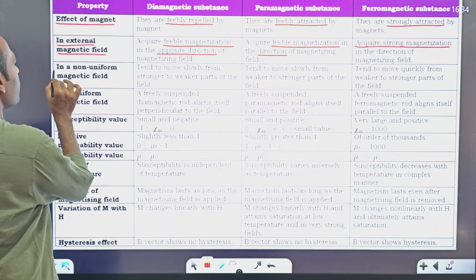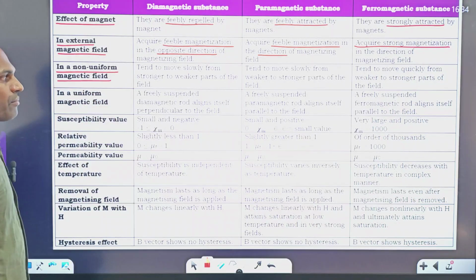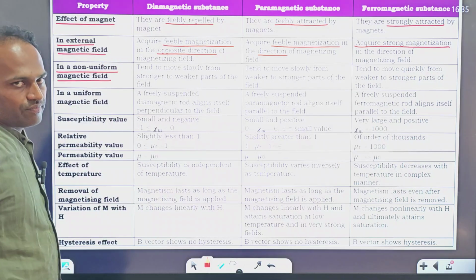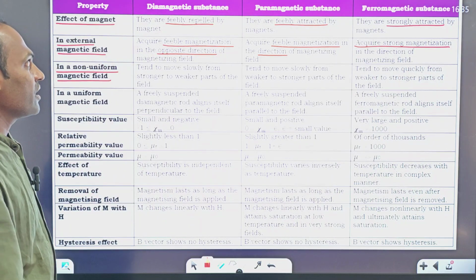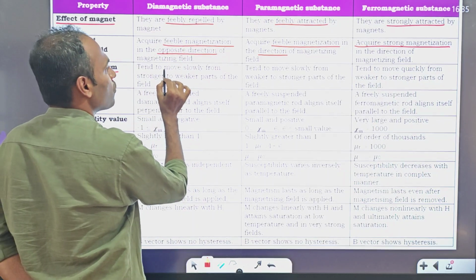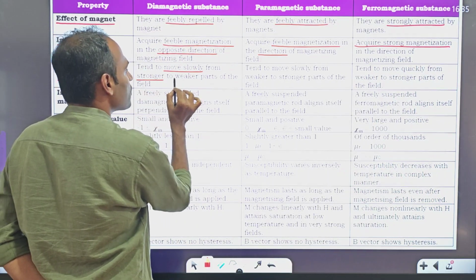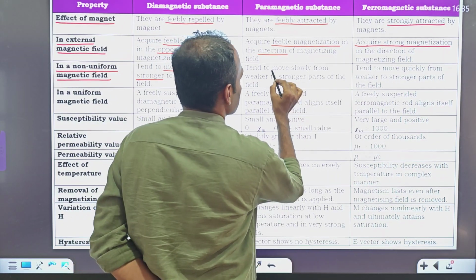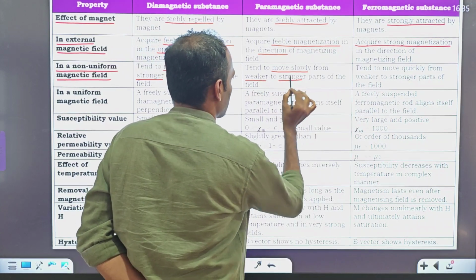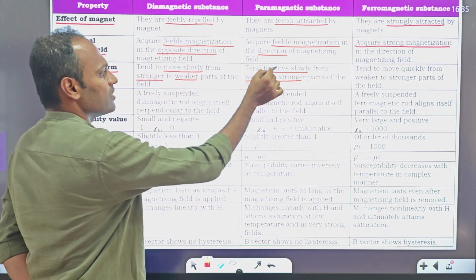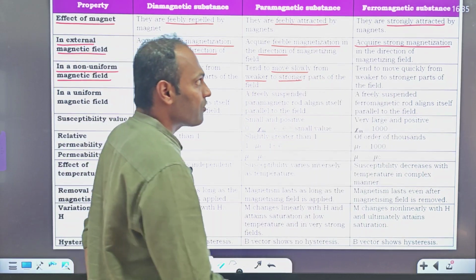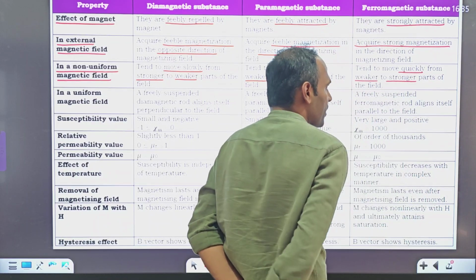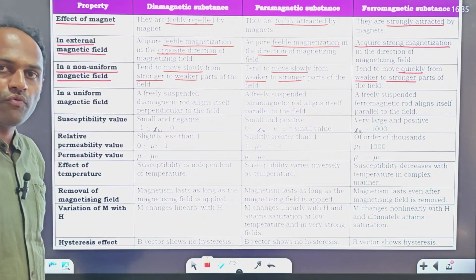Next, in a non-uniform magnetic field. What we kept earlier was a uniform magnetic field. If you keep something in a non-uniform magnetic field, diamagnetic substance will move slowly from the stronger part to the weaker part. Paramagnetic material will also move slowly, but from the weaker part to the stronger part. This is slowly from stronger to weaker, this is slowly from weaker to stronger. And ferromagnetic material will move quickly from weaker parts to stronger parts of the magnetic field.